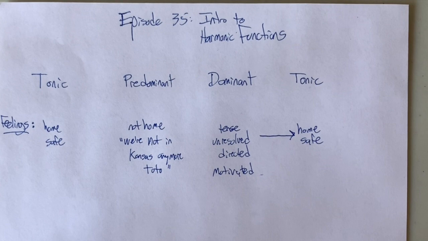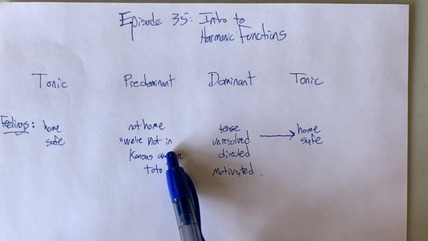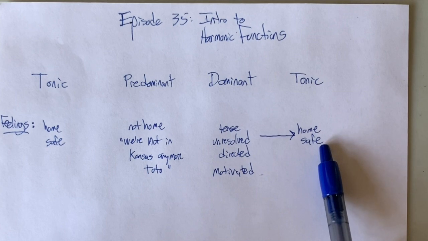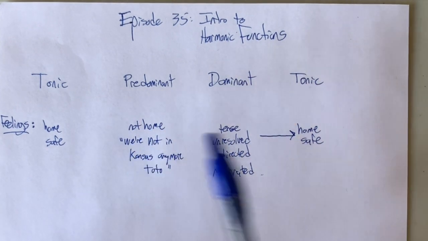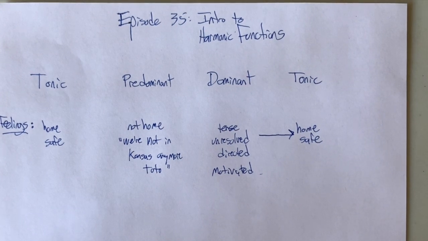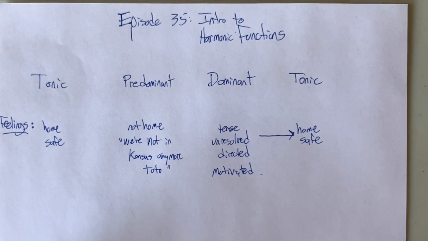Predominant is not motivated to go to dominant the same way that dominant is motivated to go to tonic. Predominant can just feel, I don't want to say aimless, that's not the feeling at all, but just omnidirectional. You don't know where you're going to go. So that's the feelings of these four functions.